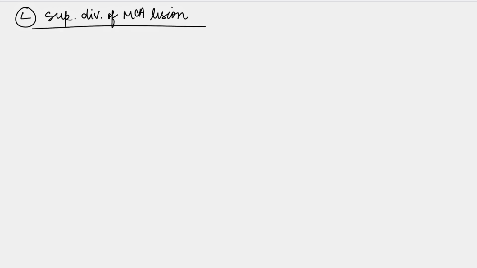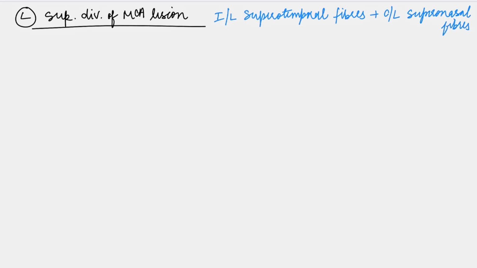Can you please tell me, so that you keep repeating, what is lost? It is ipsilateral superotemporal fibers plus contralateral supero nasal fibers. I hope this is clear.